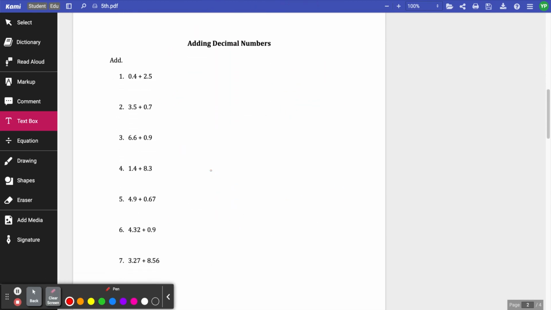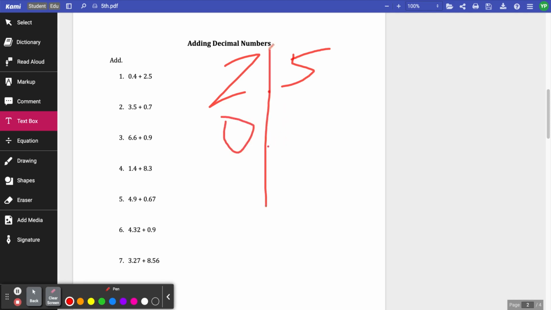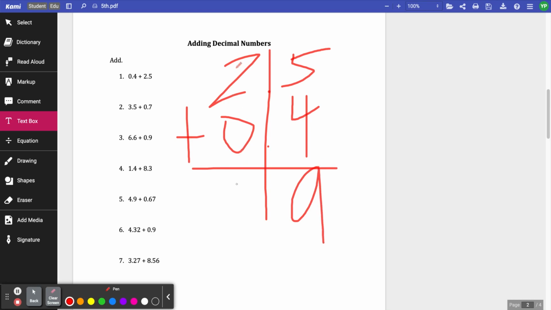Now we'll be looking at adding decimal numbers. So number 1, the way we add it is we just add it like regular numbers, but you have to line up the decimals. As you can see, it's 2.5. Then you line up the decimals, so the decimals are right here, and then it's going to be 4. And then we just add regularly. 5 plus 4 is 9, and 2 plus 0 is 2, and then you bring down the decimal, so it's going to be 2.9.